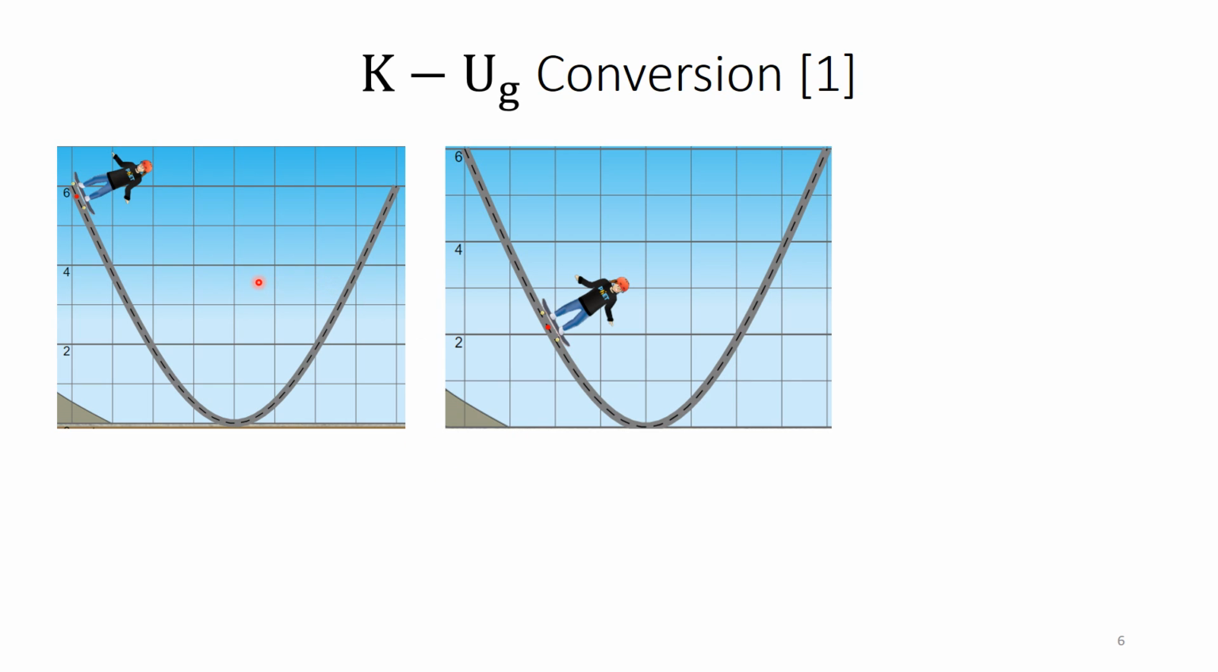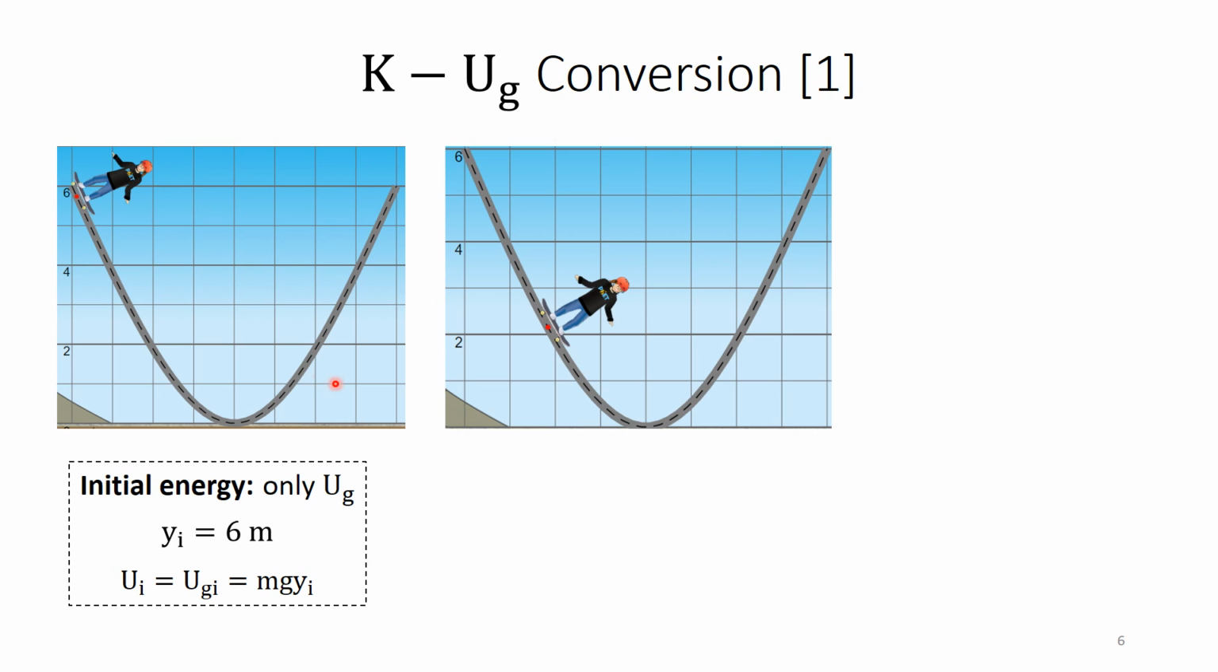Let's look at two snapshots here. On the left, we have the skater at the very top of the ramp, just when he's starting. Then at a different time, we have the skater at a different point, about 2 meters above the bottom. We'll call the left the initial state, and the right the final state. Let's find the initial energy of the skater up here at 6 meters. At the initial position, he's not moving, so he only has gravitational potential energy. The skater is at zero velocity.